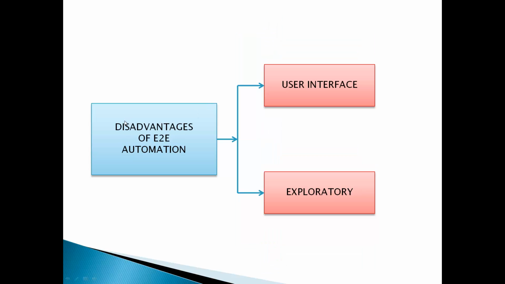You might be asked, what are the disadvantages of an end-to-end automation? Well, if you write an end-to-end automation test, one thing that you shouldn't really try to test are user interfaces. Why? Because they may change.